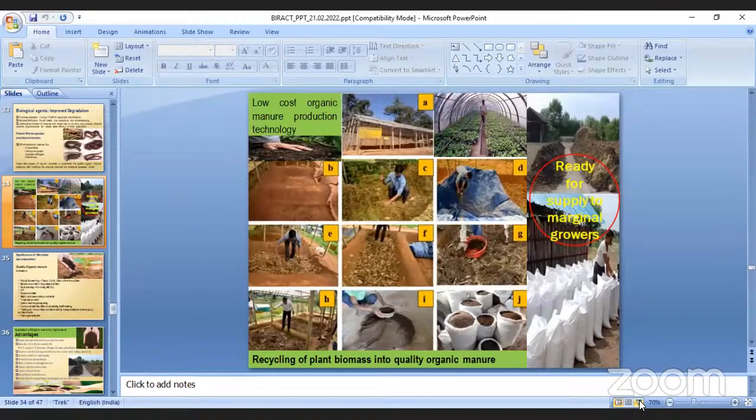Here are some photographs. Some of them we worked on at the Indian Council of Agricultural Research, Umiam, Meghalaya, where we have used a very low cost organic manure production technology. Here we are taking rice straw or some wheat biomass, and simply adding the worm species and then some potent CDM species. After doing all the tests in vitro, then pot experimentations and then field experimentations, we are ultimately able to supply these organic nutrients to the marginal growers of the country. So this is a very low cost production technology.